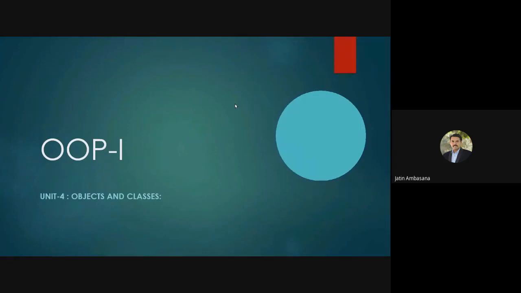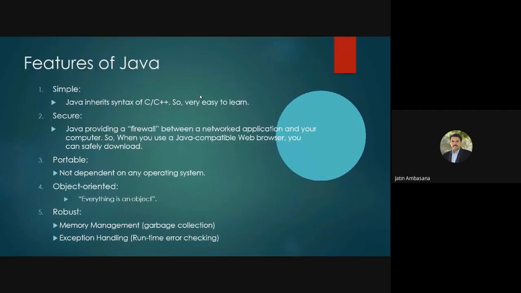Last time we saw, before we start, let me show you the features of Java. It is very simple. It inherits the syntax of C and C++, so it's very easy to learn. Those who have learned C or C++ can easily learn Java. And it is also secure. It provides a kind of firewall between your application and the computer. How? Because it provides you a JVM inside which your program runs.